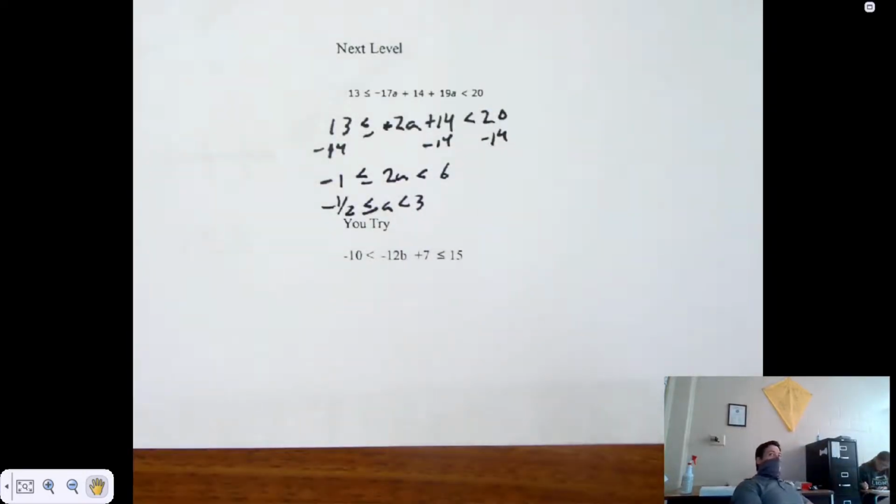Usually at some point in some class, somebody at this point will say, why didn't you flip the inequality symbol? Why didn't I flip the inequality symbol? You didn't divide by a negative. All right, y'all take a shot at that compound inequality.